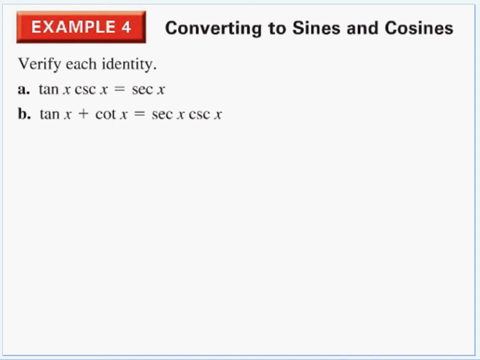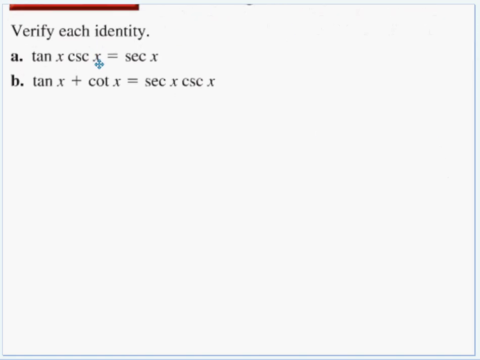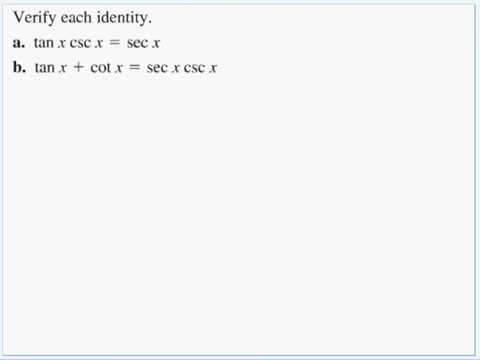Alrighty, let's finish up section 5-2, verifying trig identities. Got a few examples here to share with you. Okay, the first one, double whammy. We got part A and part B. Let's start with part A naturally.